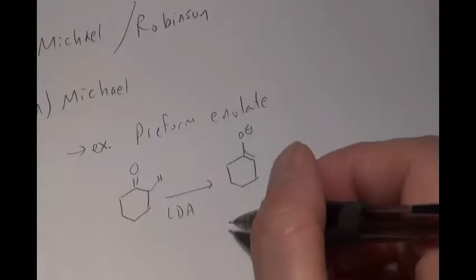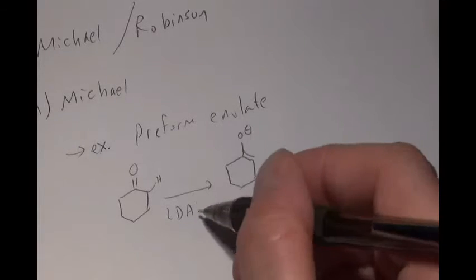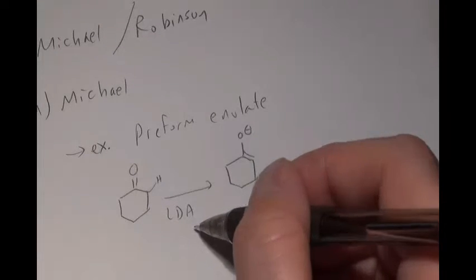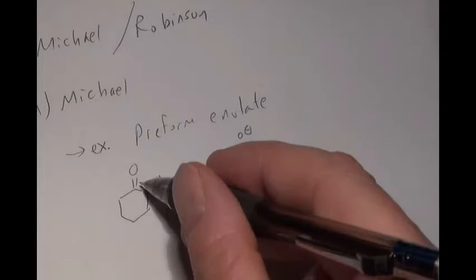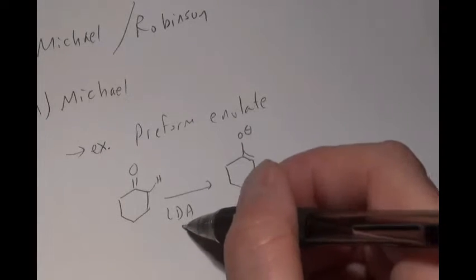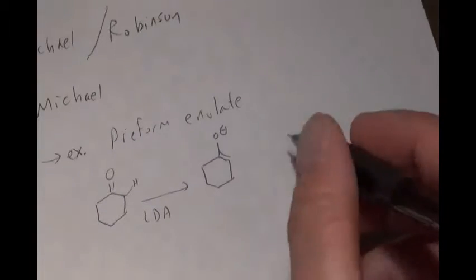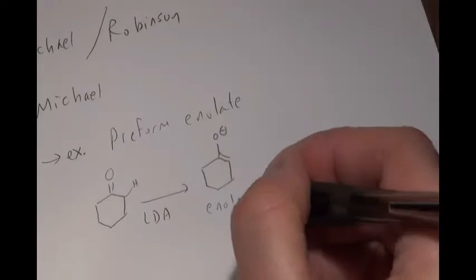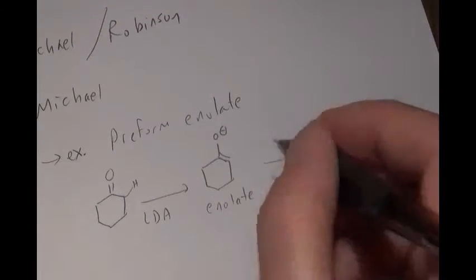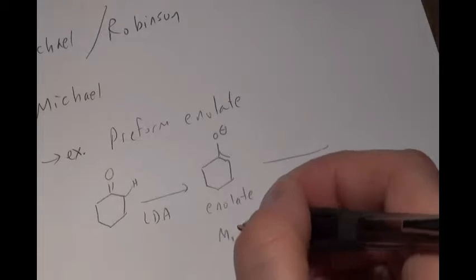We've learned about LDA a bunch of times. LDA is a very strong base, extremely basic, and a very good non-nucleophilic base. It's not going to attack the ketone as a nucleophile. It's just a very, very, very good strong base. It makes an enolate, and these are both the Michael donor.